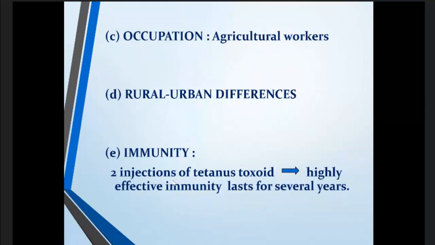Regarding occupation, it is also very much related to the occupation of the person, especially agricultural workers who live in areas where animals are prevalent, in agricultural areas. So there are rural-urban differences. It is more common, of course, in rural areas. Regarding immunity, 2 injections of tetanus toxoid give highly effective immunity that lasts for several years.